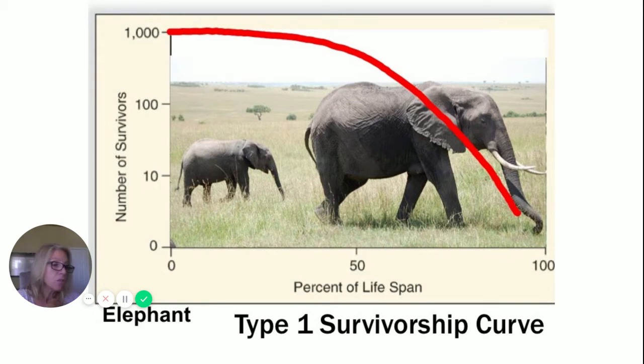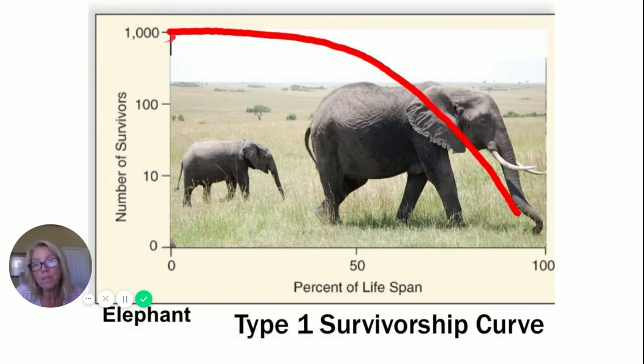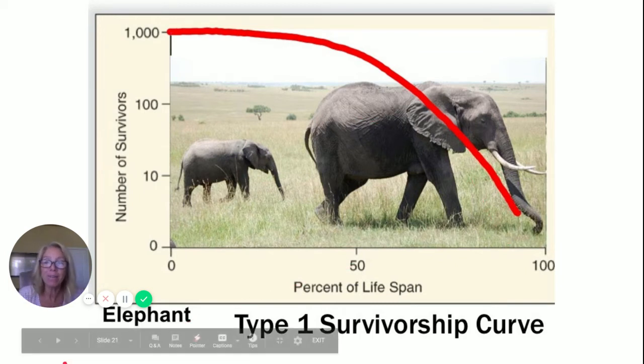All right. So type 1, most individuals live out their lifespan and die of old age. This is typical of large mammals like these elephants, and humans. So that's type 1. I want you to note, if you ever have to analyze these for a test, notice these survivorship curves always start right up here with 1,000. So they're all starting at the same point and they will all end at the same point. It's just how do they get there, right?